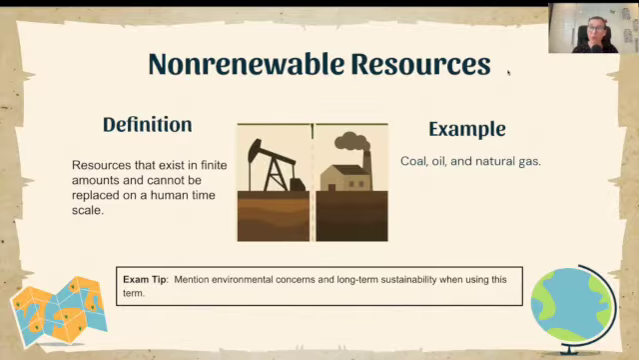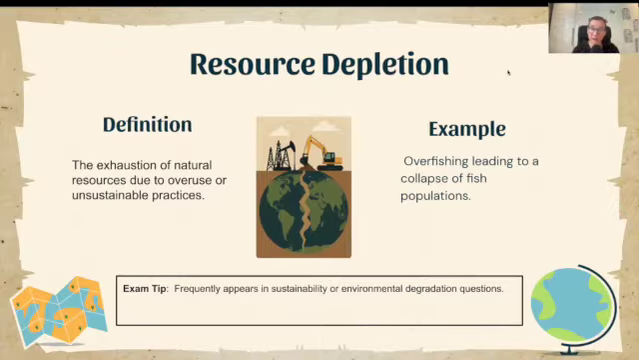For example, coal, oil, and natural gas. So mention environmental concerns and long-term sustainability when you use this term. Resource depletion: the exhaustion of natural resources due to overuse or unsustainable practices. For example, overfishing leading to a collapse of the fish population. Exam tip: frequently appears in sustainability or environmental degradation questions.